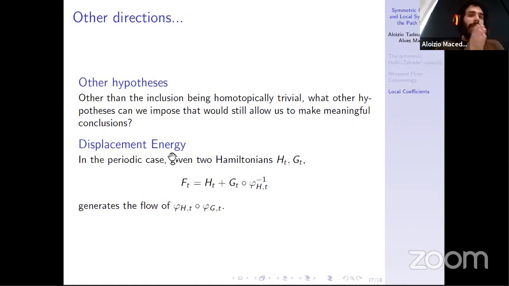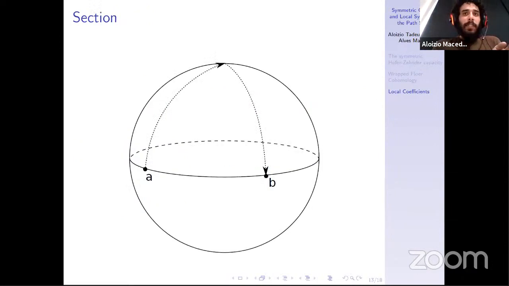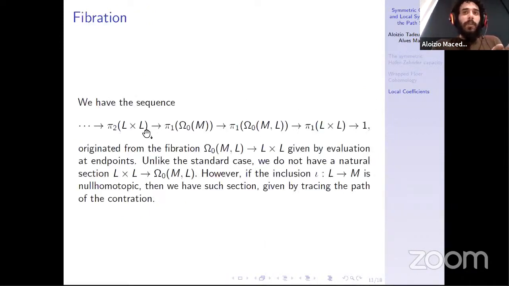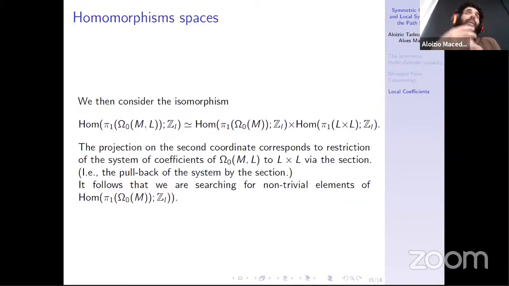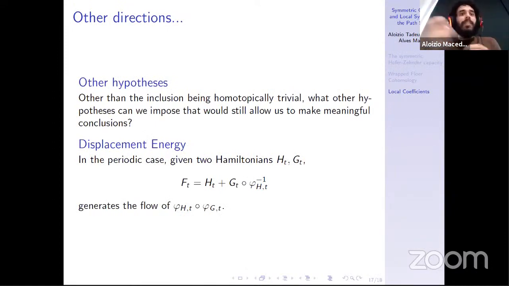Based on this, we can try to ask what other conditions, other than the inclusion being homotopically trivial, we could try to find. If we go back, we can see that I could say, well, if the π2 of L is 0 and the π1 of L is 0, the result will also be true if you think about it a little bit. But this is useful, but it's also very restrictive. Are there other conditions that allow us to make meaningful conclusions? Maybe we have to investigate more thoroughly and not suppose that the product is direct, or I don't know.